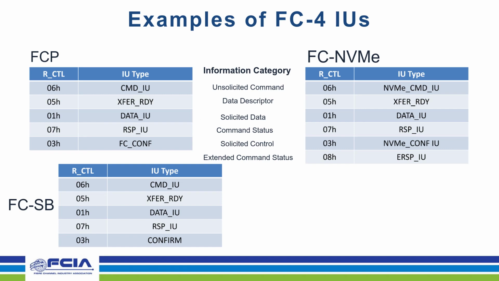Now, FC-SB has 2 modes of operation. One's referred to as command mode and the second referred to as transport mode. Command mode has some very unique IU mappings that I'm not going to go into here because that's a whole subject unto itself. But what I'm showing here is applicable to what's called FC-SB transport mode. And what you can see from all 3 of these is that FC-SB transport mode has a lot in common with FCP, as does FC-NVMe. The IUs defined for all 3 protocols are similar: command, data, status, and control.